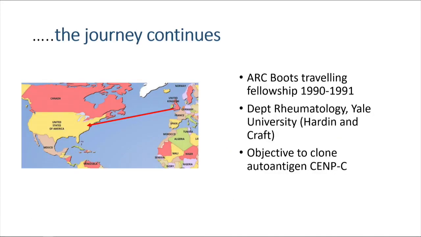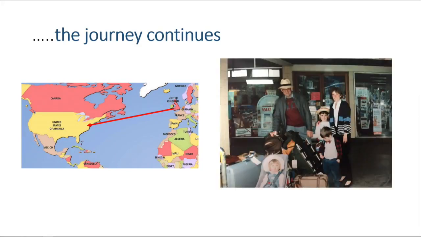So our journey continued for a while, and I was fortunate to spend 12 months in the US. In fact, at Yale University, I set off to try and clone one of these centromere genes called centromere C, which again, our family had expanded. Here we are. This is on our way to the US.